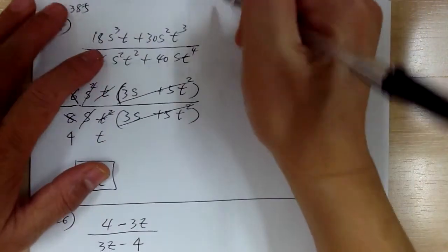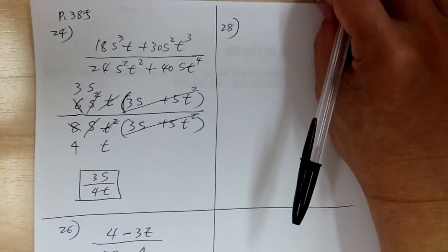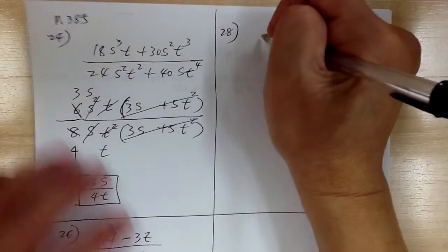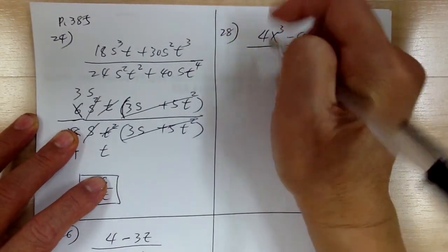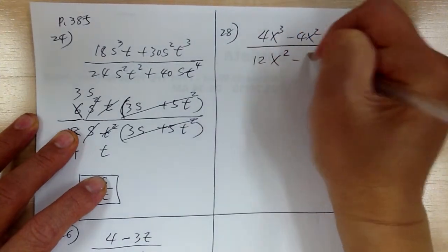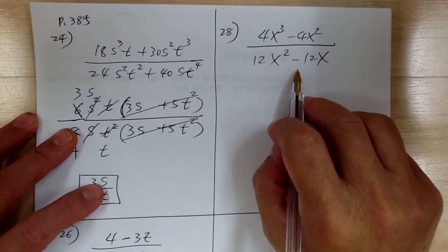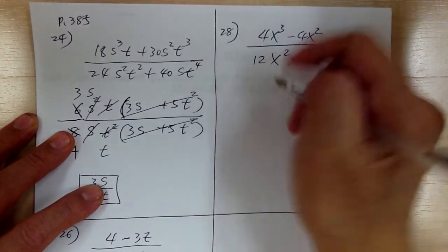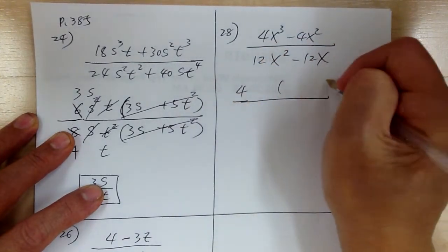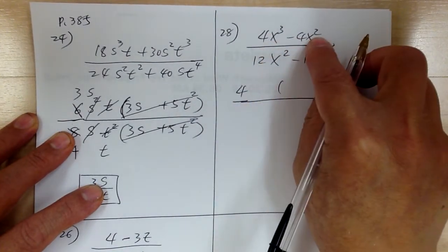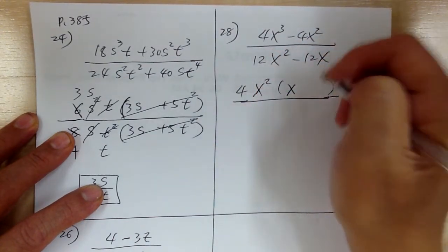Okay, let's go to 28. You have 4x to the 3 minus 4x squared over 12x squared minus 12x. Okay, so as soon as you see addition or subtraction, do not cancel anything. Okay, you've got to factor. So on the top, you can factor the 4. Okay, and then x cubed, x squared, you can factor out x squared. And so you're going to end up with x minus 1.